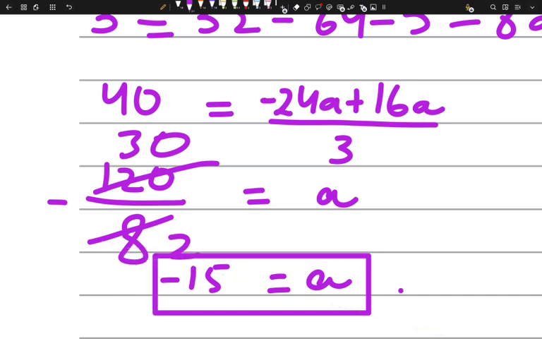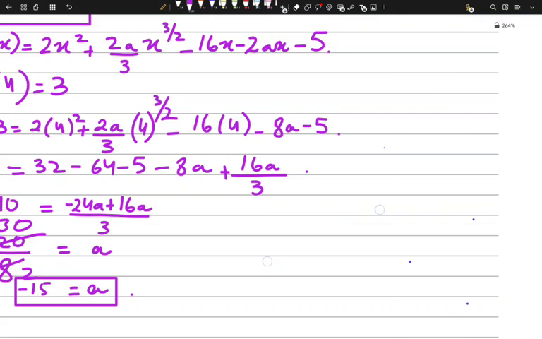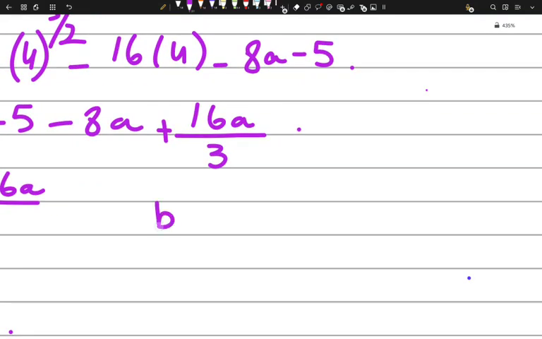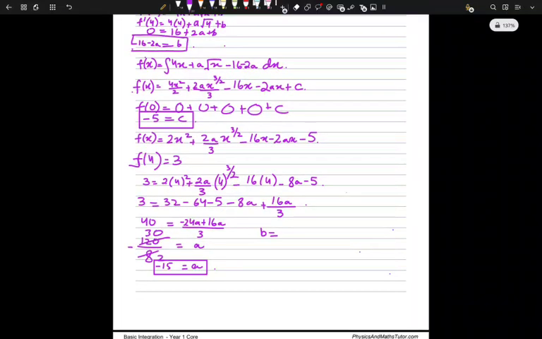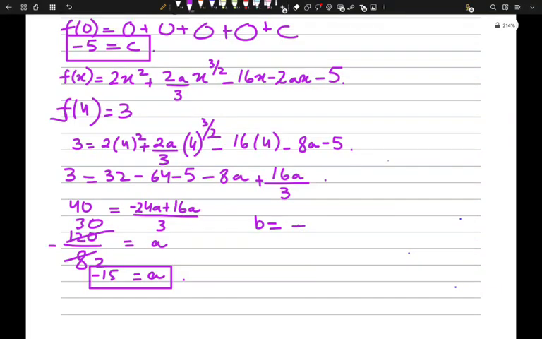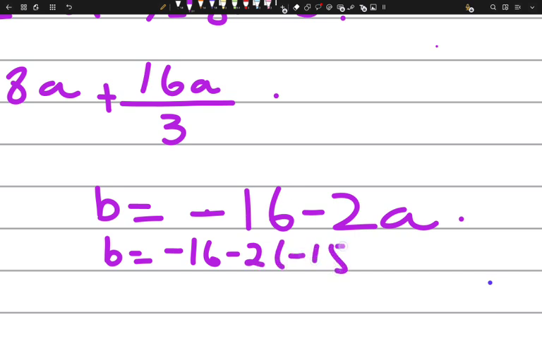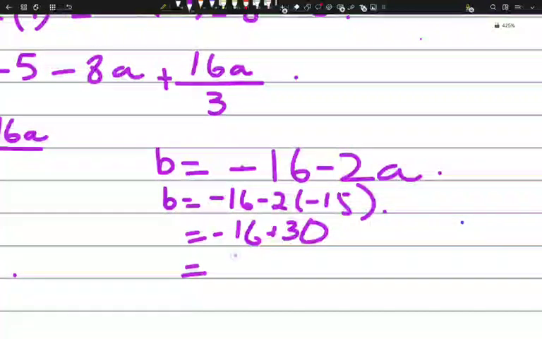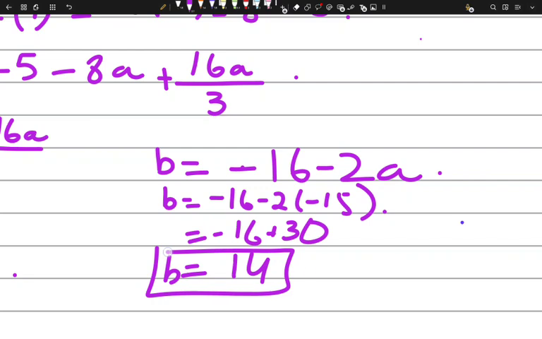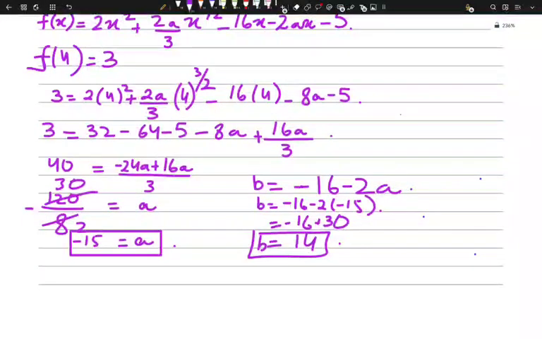If a is negative 15, we can even work out b, because we already know b from the very beginning. It's negative 16 minus 2a. Place the value of a now in this b. This gives us an answer of 14. Now we have a and b. We have the final curve equation.